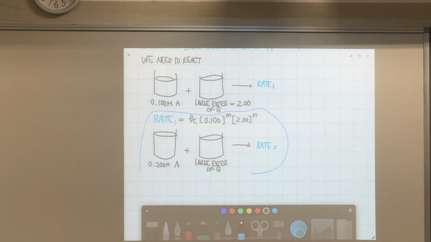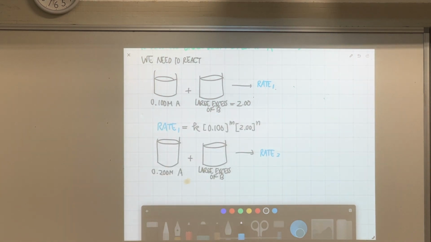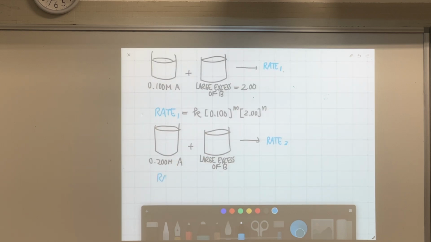And then we will repeat the experiment using another concentration of A. Yeah, and then we will get a new rate. So let's say this is rate 2 now. So we have the same rate constant. So what should we plug for A this time? 0.2. But the order will not be changed when you change the concentration. The order is still m. Yeah, and that's something that we rely on for this to work. So let's make this 2.00.